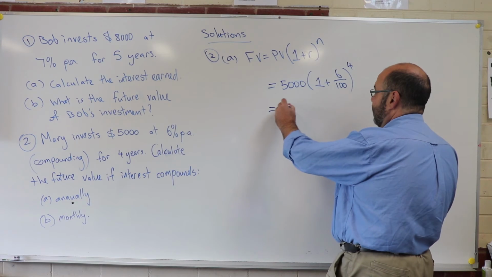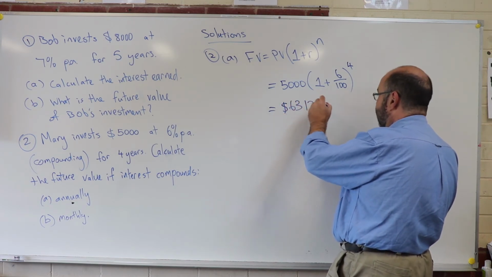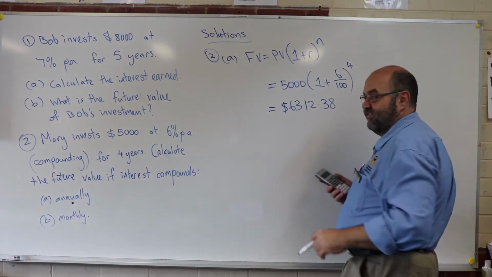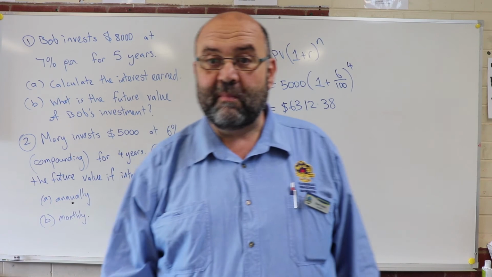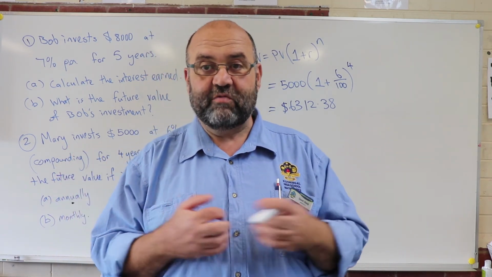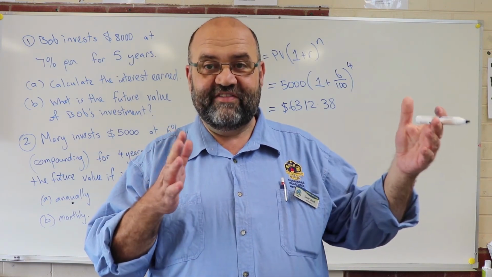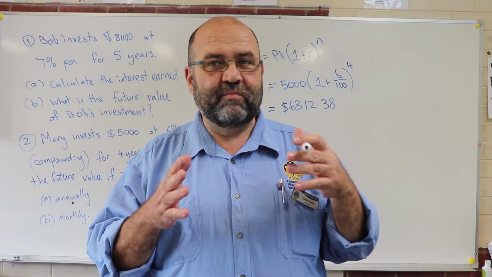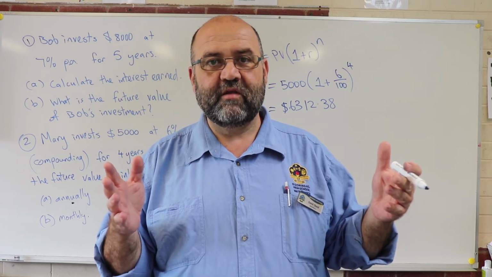Our future value is $6,312.38. Now, we're talking about money, okay? It's a money amount, so please give either to the nearest dollar if that's what the question asks for, or if it doesn't, please give to the nearest cent, okay? Don't give one decimal place for money. Nobody speaks that way, okay?